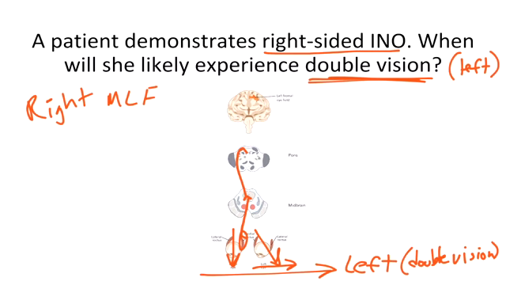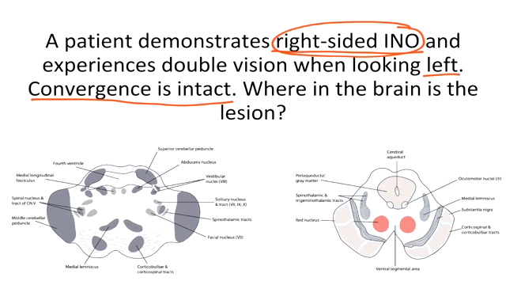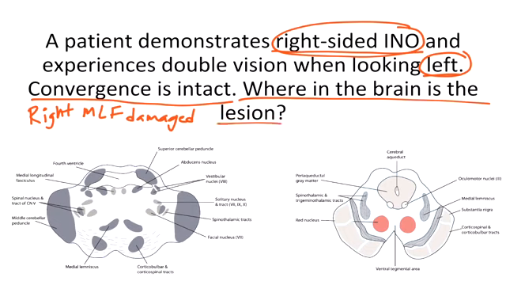So now let's extend the question. A patient demonstrates right-sided INO and experiences double vision when looking left. Convergence is intact. Now where in the brain is the lesion? So we have determined that the patient has right-sided INO, so we are thinking of the right medial longitudinal fasciculus and that it is damaged. So she gets double vision when she's looking to the opposite side, or the left side. So in this scenario, what we want to do now is identify where in the brain the lesion is.